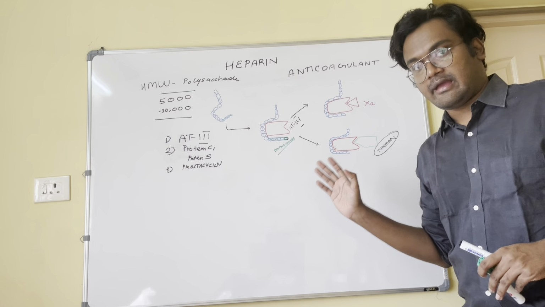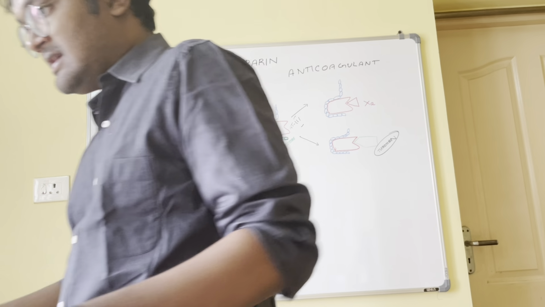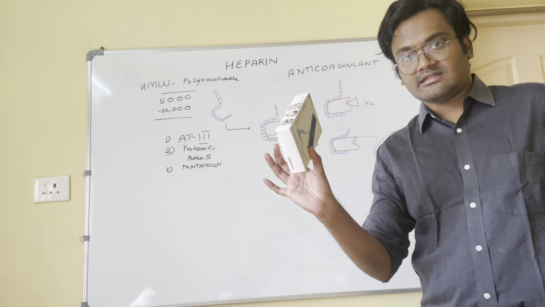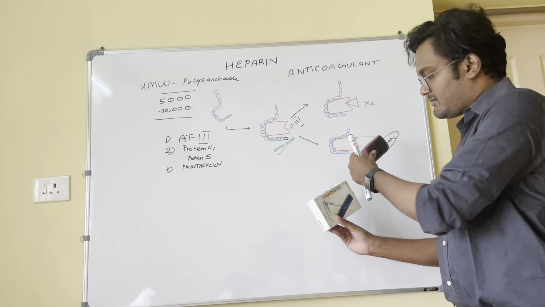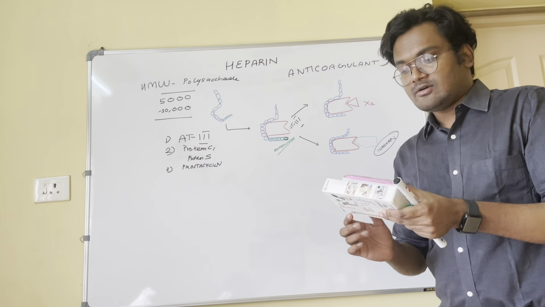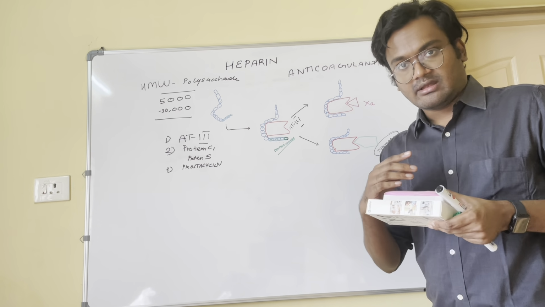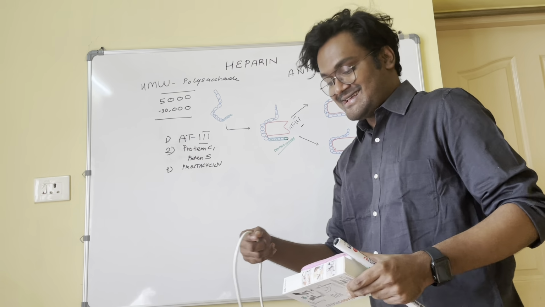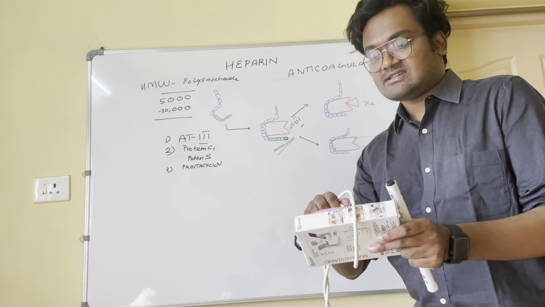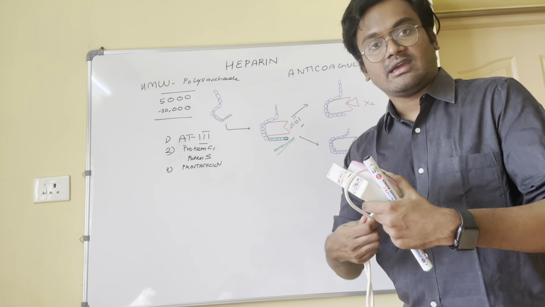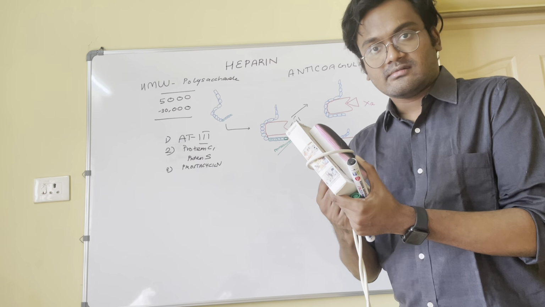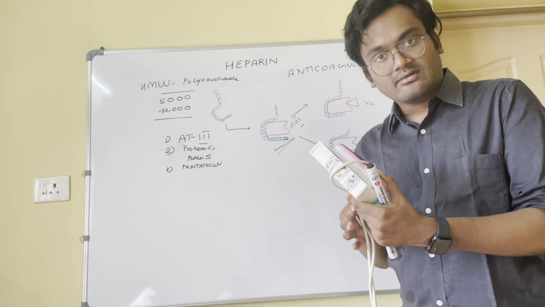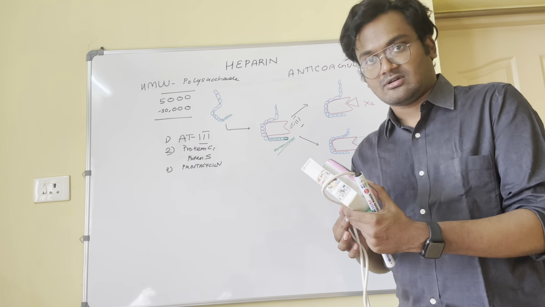I'll make it a bit easier to understand. Let's imagine this is antithrombin 3, and this is thrombin. You need to tie them up with a chain. Let's imagine I just got some rubber here and I use this as a chain, tying this up. Only if this chain is long will it be able to tie this up very firmly. But when the chain is short, it will not be able to tie it up firmly.